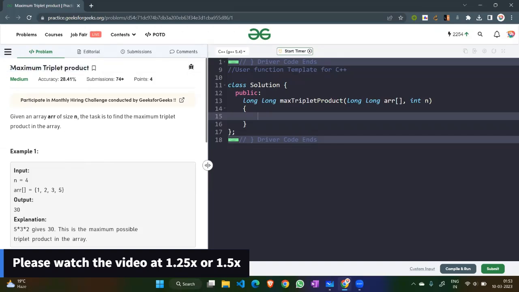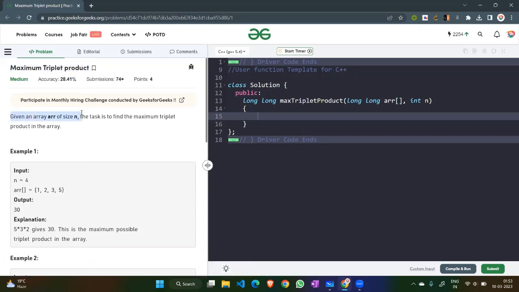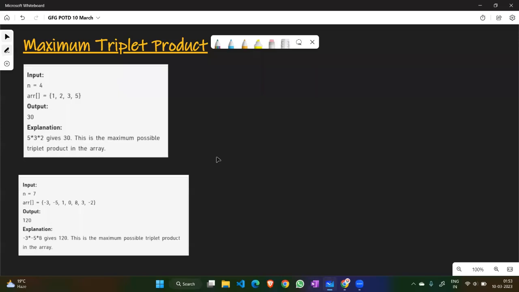So today we are going to solve the problem maximum triplet product. This is a medium problem. Given an array of size n, the task is to find the maximum triplet product in the array. So let's discuss the question.